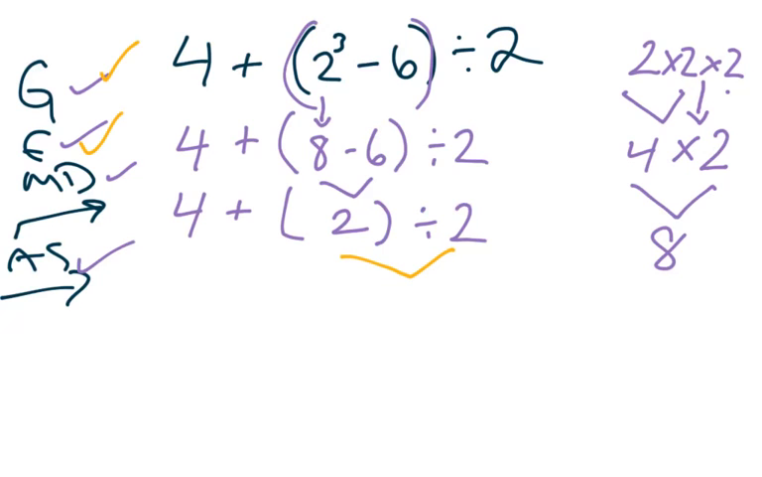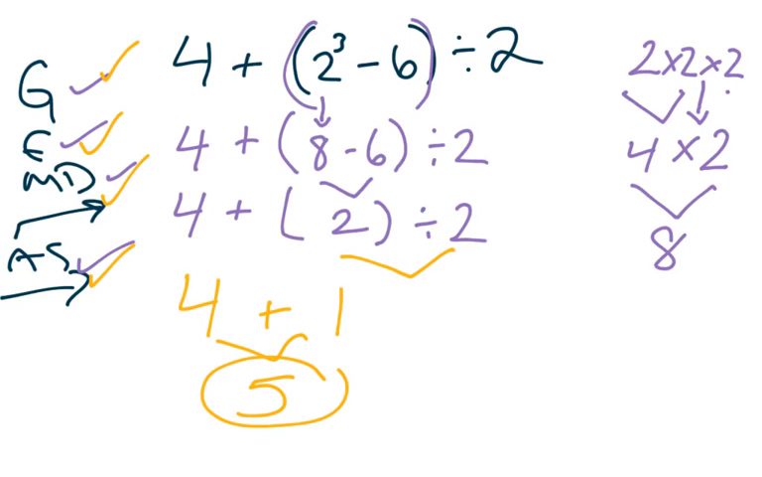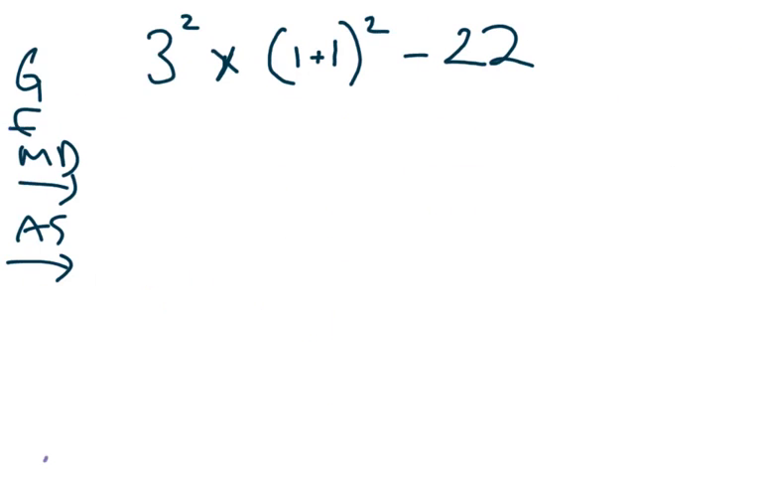2 divided by 2 is 1. 4 plus 1. Done with my multiplying and dividing. Do I have any adding or subtracting? Yes. 4 plus 1 is 5. Last problem. Here's an exponent on the outside. So, do I have any groupings? Yes. 3 to the power of 2 times 1 plus 1 is 2.